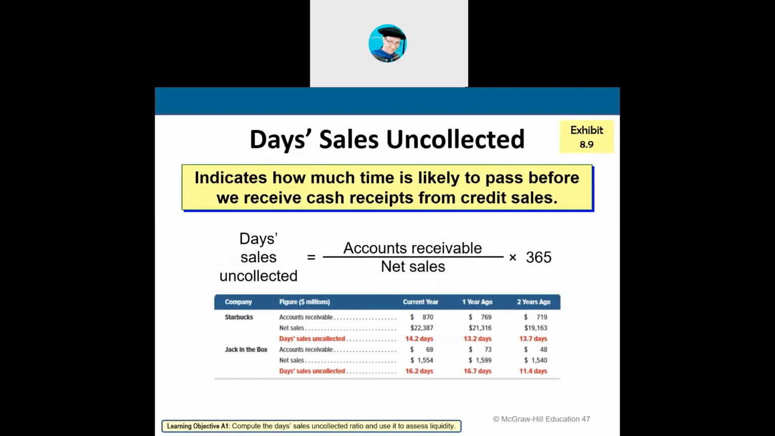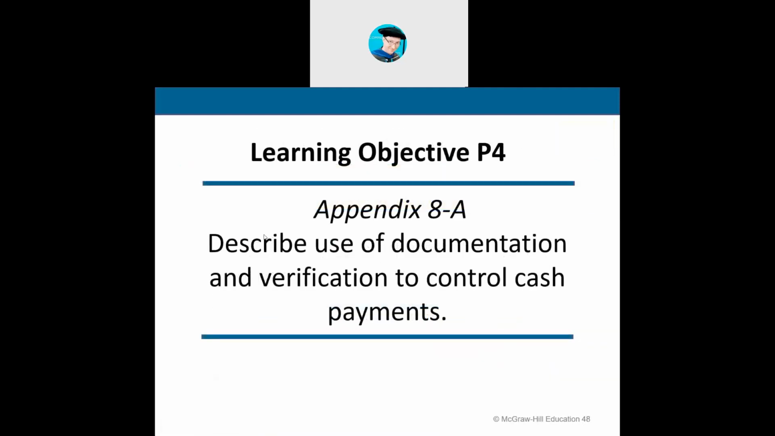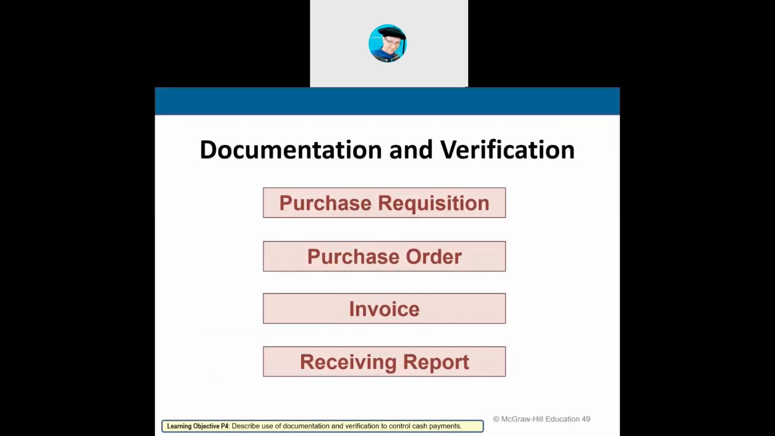Days sales uncollected. Uncollected means how long it's been since I've collected the accounts receivable from my customer. How long it's been sitting in accounts receivable. That's what this tells me. We take the total accounts receivable divided by net sales times 365. That tells me how long it's been since I've received from my customers. You can do it individually, I guess. Verification documents.